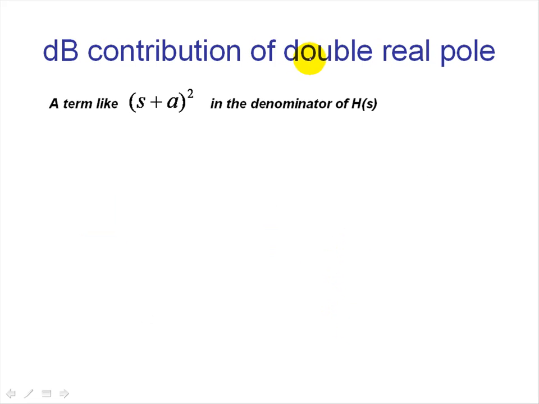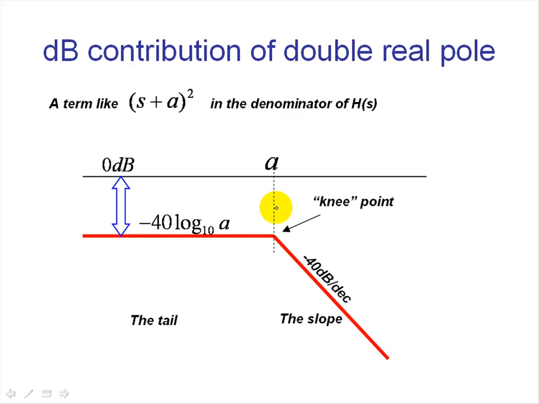A squared simple term like this one contributes with a tail of -40 log a, up to the frequency a radians per second, then enters its slope with a decay rate of -40 decibels per decade.